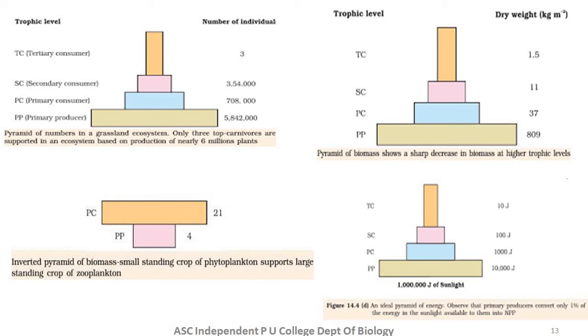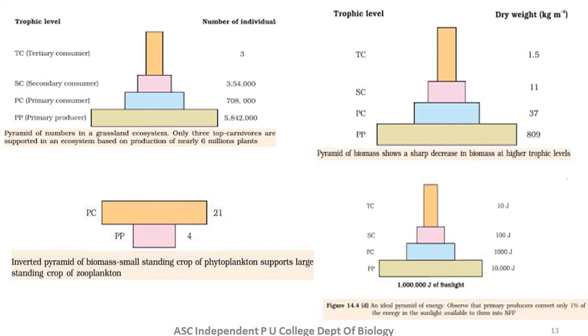Moving on to the second picture, this represents an upright pyramid of biomass. Here you can see the producer has a dry weight of around 809 kg per meter square. Recall what we have learned. We just took up a term called standing crop, and I told you it is the total organic matter per unit area in a particular time. So per unit area here is in terms of per meter square.